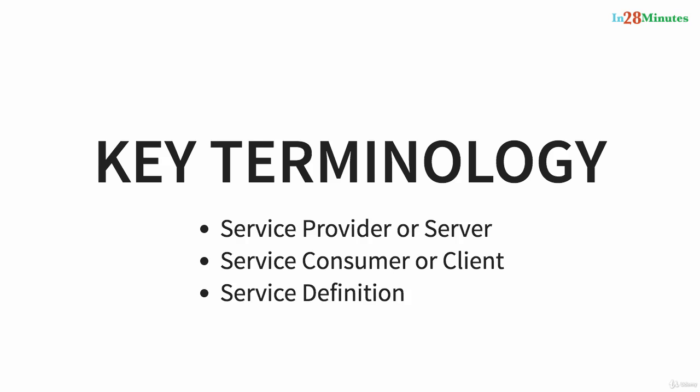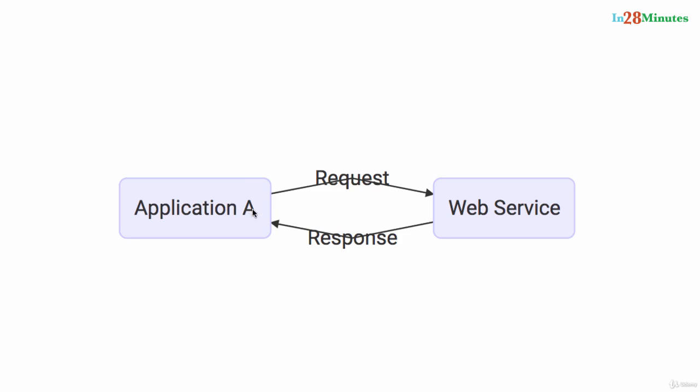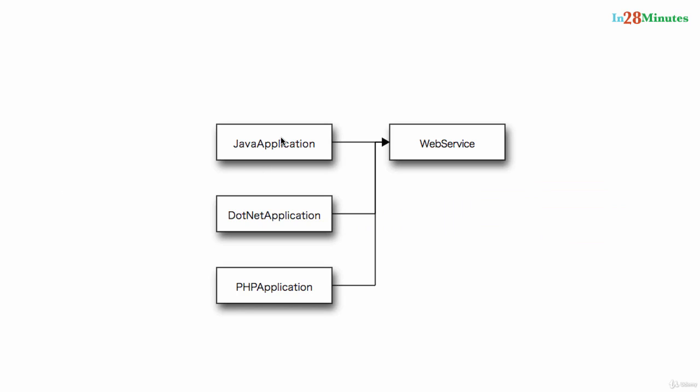The next key terminology is service provider and service consumer. Application A wants to consume a service from the web service which is present in here. The web service here is called a service provider. Service provider is the one which hosts the web service. The service consumer is the one which is consuming the web service. Application A in this example is a consumer of the web service. In this example, the Java application, the .NET application and the PHP application are the consumers of the web service.